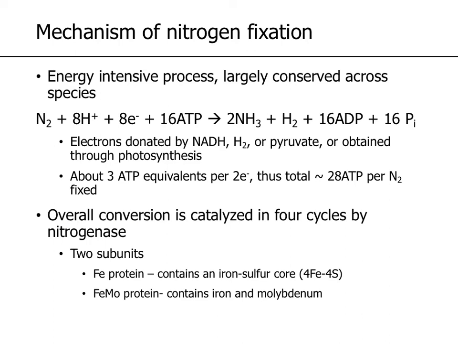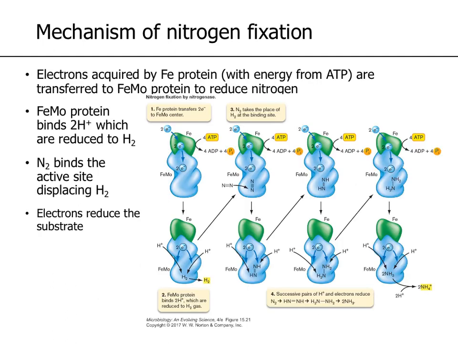The overall conversion is catalyzed in 4 cycles by the enzyme nitrogenase, which we'll show a picture of on the next slide. Nitrogenase has 2 different subunits. One is the Fe protein that contains an iron sulfur core, and then it's the Fe-Mo protein that contains iron and molybdenum. So here is what this looks like. So here's this process here that goes like this.